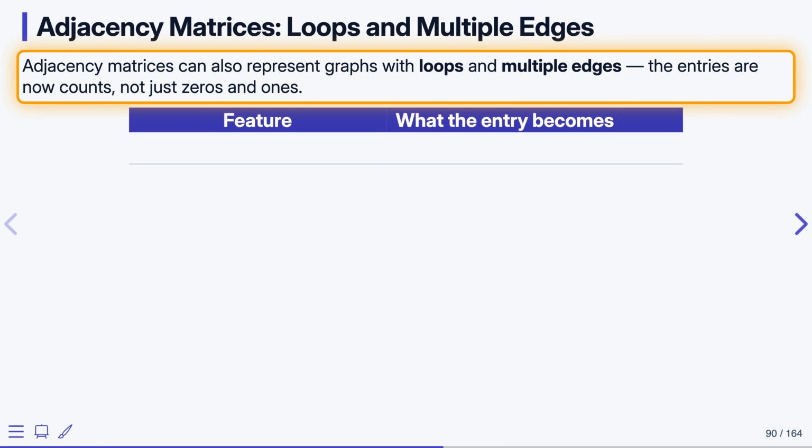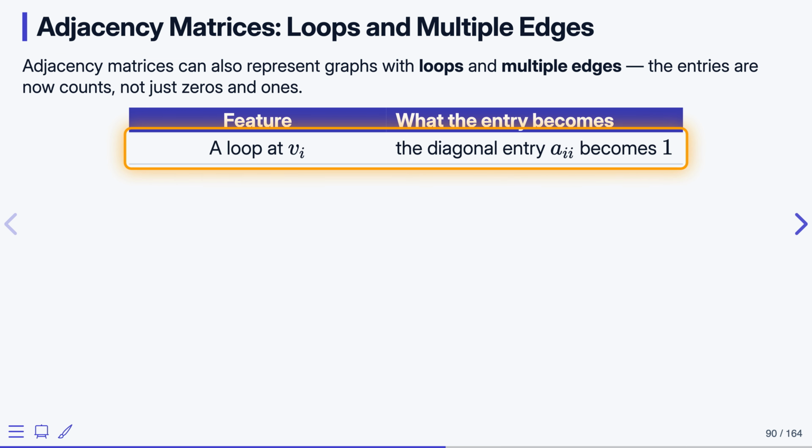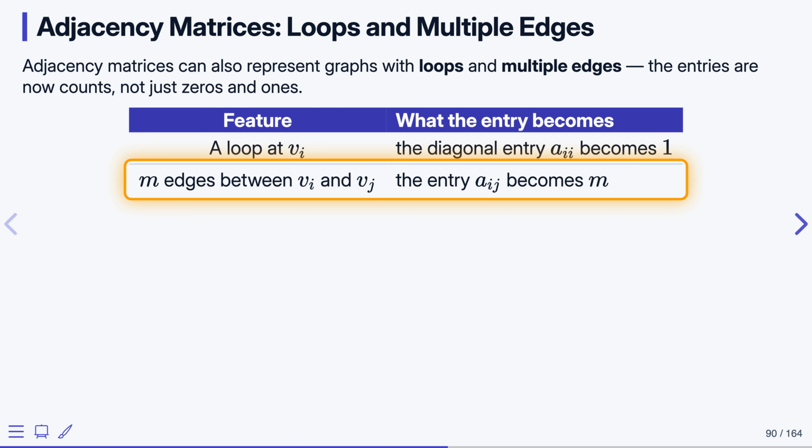A matrix can also hold loops and multiple edges. We just let the entries be counts instead of only 0 or 1. First rule. A loop at a vertex puts a 1 on the diagonal for that vertex. Second rule. When several edges join the same 2 vertices, the entry counts them. 2 edges give a 2. 3 edges give a 3. The matrix is still symmetric, but the numbers can now be larger than 1.